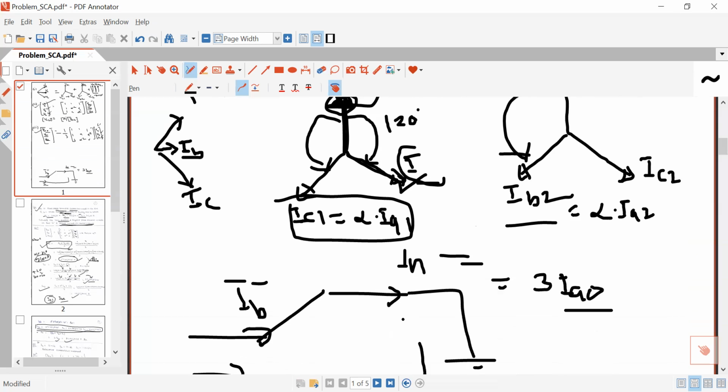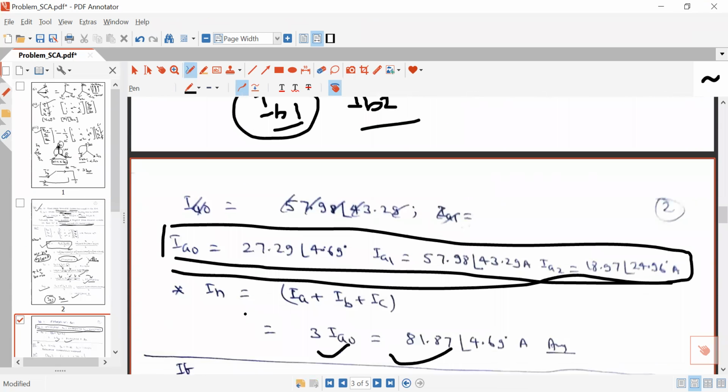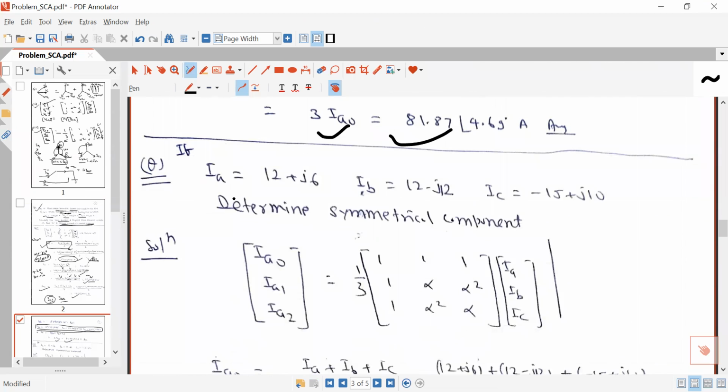So in this way, if IA1, IA2 and IA naught are the known quantities, then from these sequence components you can derive the phase sequence components of the other phases also. Now let us consider the second example here. Phasors are given in rectangular form. So you must know how to convert rectangular to polar and polar to rectangular. You can go through the previous year, first year course, or you can revise complex numbers.